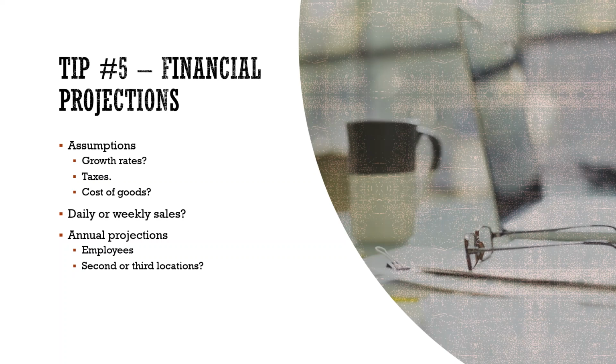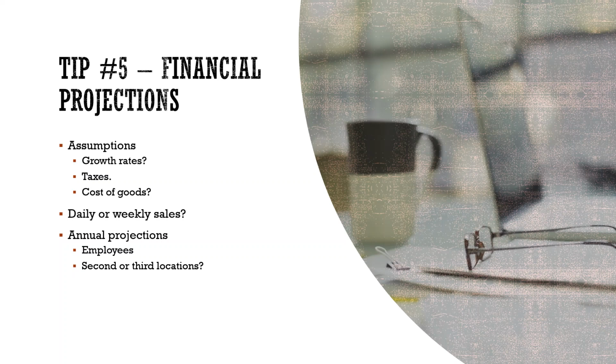The next thing, when you get to your annual projections, your costs are going to grow from year 1 to year 2 to year 3 to year 4 to year 5. Also, you might be adding a second, third, fourth, fifth location. So keep those costs into consideration when you're doing your annual projections.